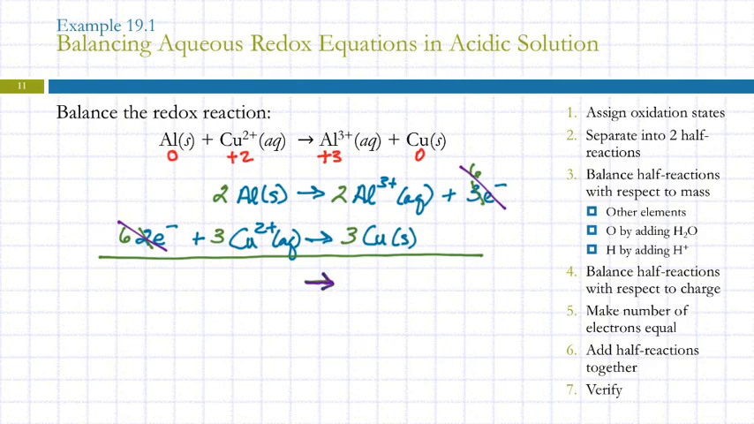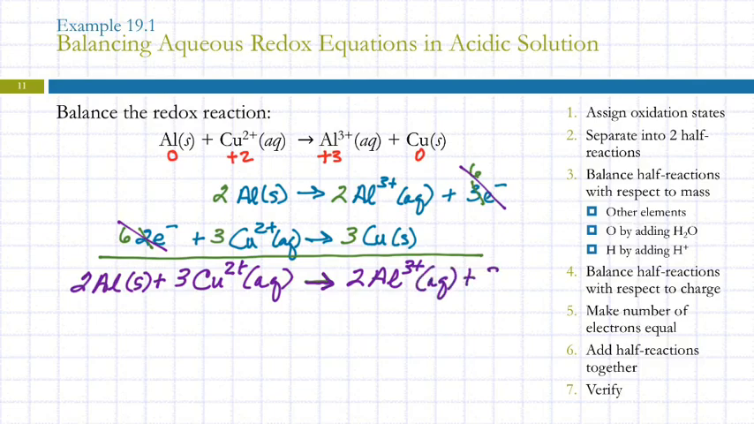Purple too. So I'm just going to copy down what's on the left side. So I've got 2 aluminum atoms, or 2 moles of aluminum atoms, and 3 moles of copper ions. It's going to make 2 moles of aluminum ions and 3 moles of copper atoms. That's the balanced chemical equation. Anybody have any questions about that one?